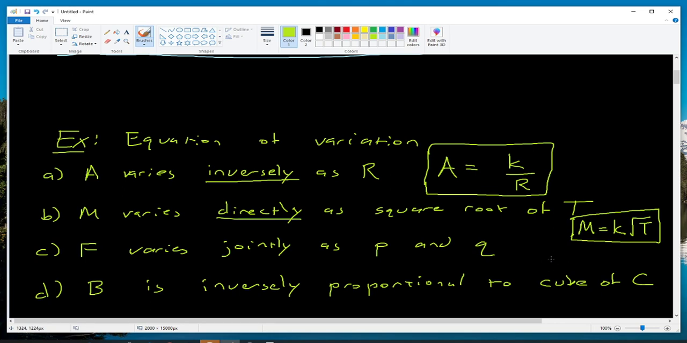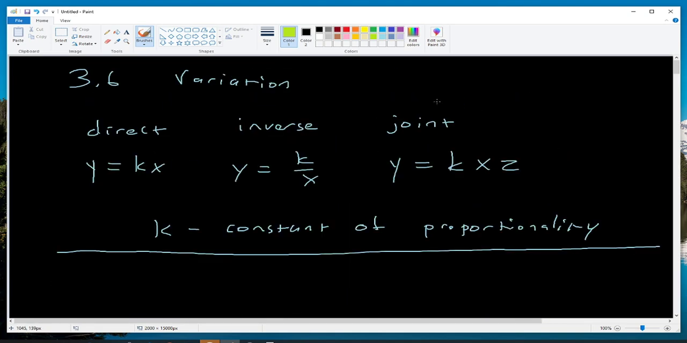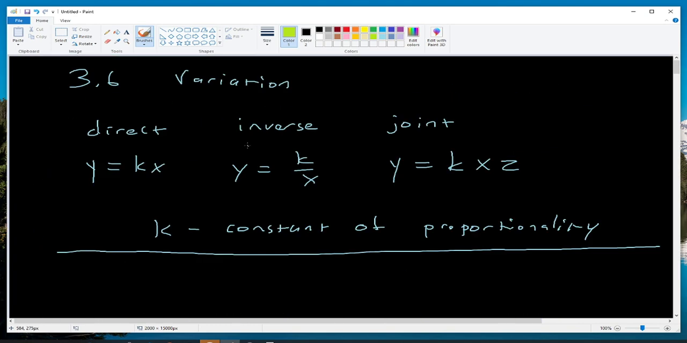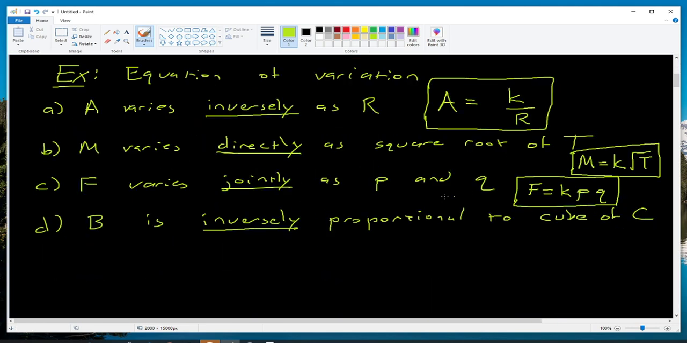Part C, F varies jointly as P and Q. So F equals k, and in joint variation, the two things multiply to k. So it's F equals k times P times Q. And finally, B is inversely proportional to the cube of C. Inversely is our keyword. Inverse says divide into the k. So B equals k divided by the cube of c, which is c to the third power, c cubed.